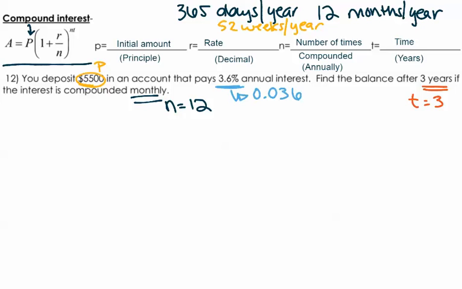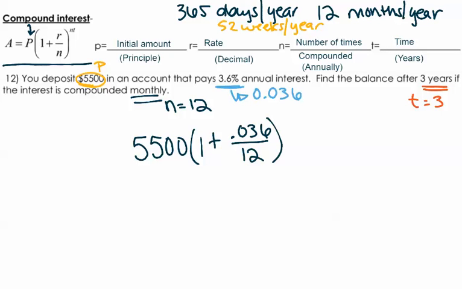That's the starting value. So if I want to find out what my answer is, I'm going to take that 5,500 and plug it into my formula: 1 plus my rate of 0.036 divided by 12. And then my exponent is 12 times 3, n times t.